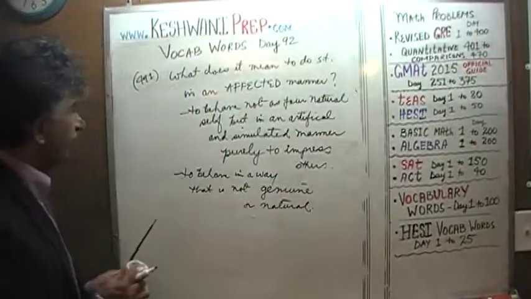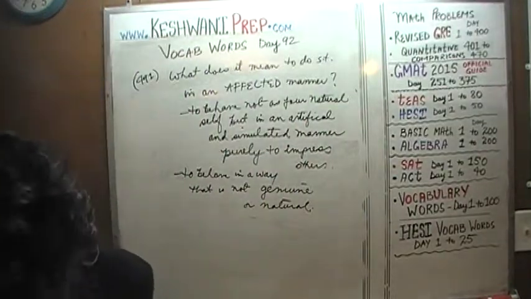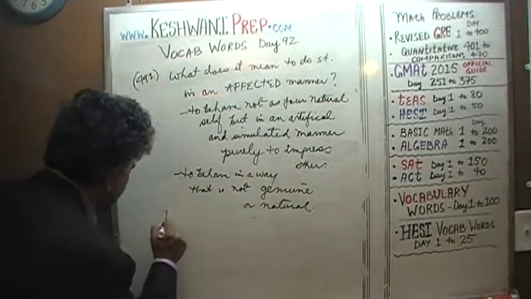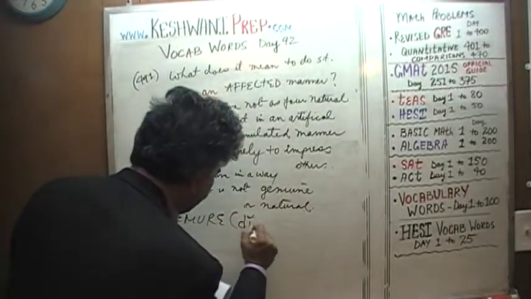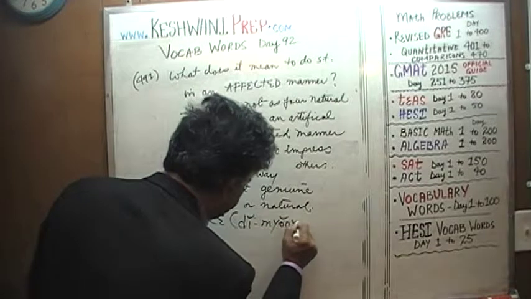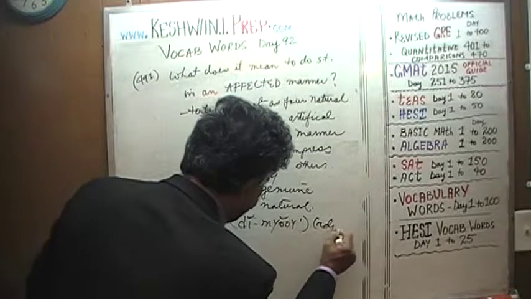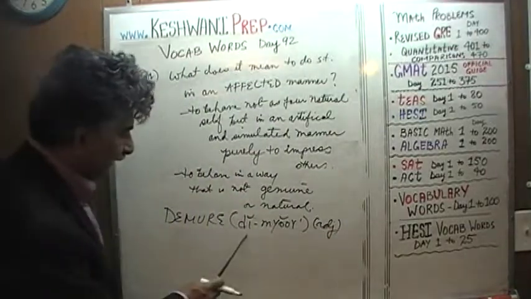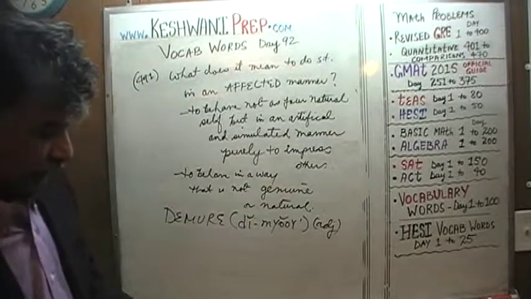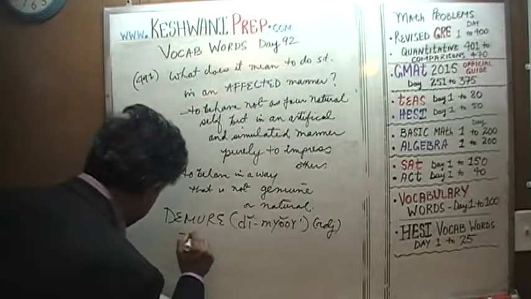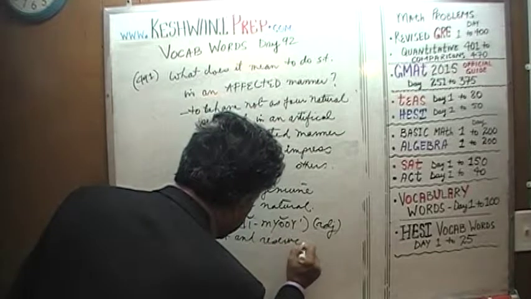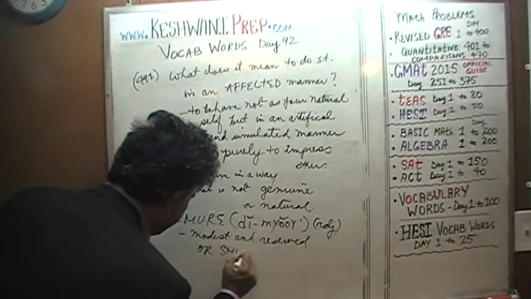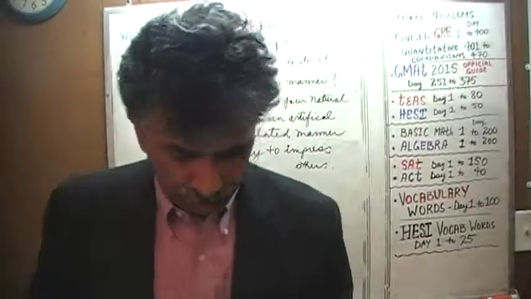Let's learn the next word. The next word we want to learn is, let's put it here, it's an adjective. How is it pronounced? It only has two syllables, D and then mu, demure. What's a demure? Demure means modest and shy. Modest and reserved or shy. Demure means modest or reserved or a shy person.